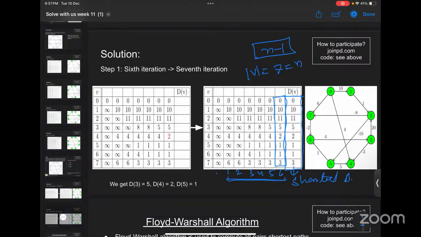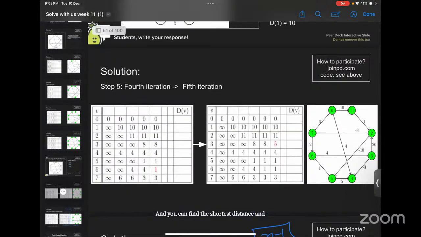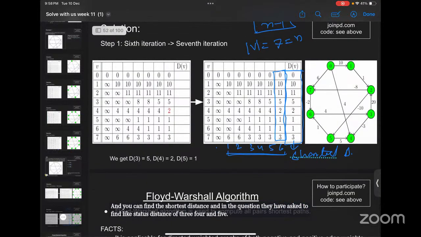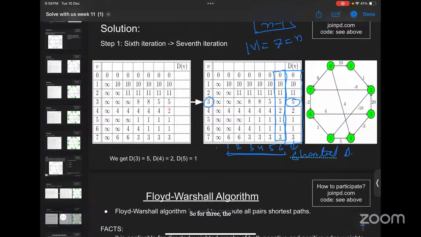So you can calculate the table and you can find the shortest distance. And in the question, they have asked to find the shortest distance for 3, 4, and 5. So for 3, the shortest distance is 5. For 4, this is 2. And for 5, this is 1.